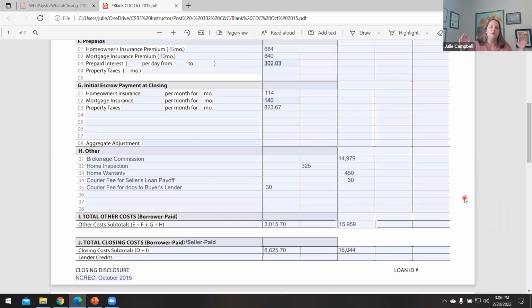Okay. Test question number 1. On page 1, what is the buyer's J? Test question number 2. On page 1, what is the seller's J? So somehow you got to straight line add. Somehow you got to get to the bottom of page 1. Any questions so far?